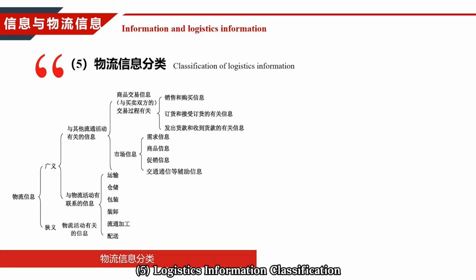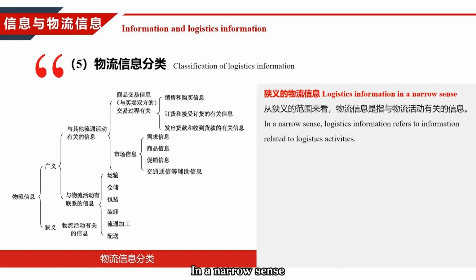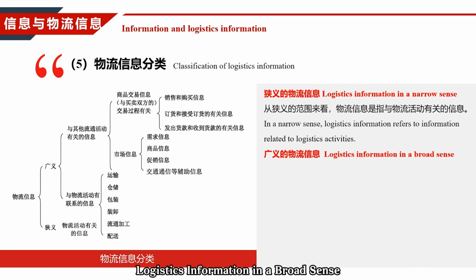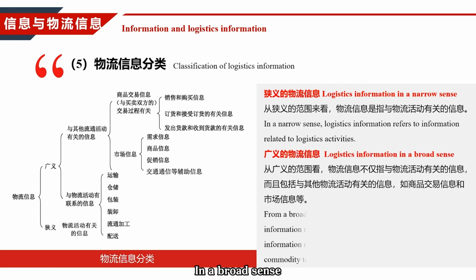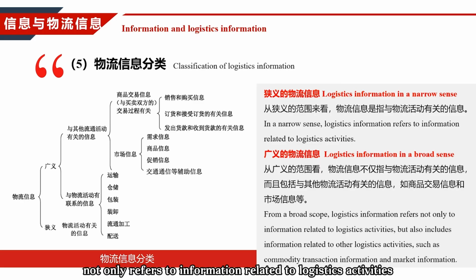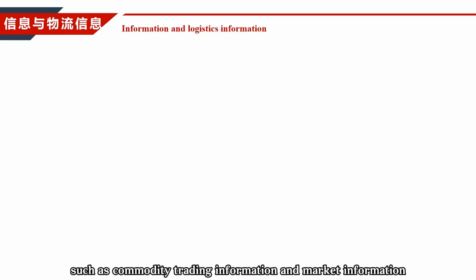5. Logistics information classification. Narrow sense of logistics information: in a narrow sense, logistics information refers to the information related to logistics activities. Logistics information in a broad sense: in a broad sense, logistics information not only refers to information related to logistics activities, but also includes information related to other logistics activities, such as commodity trading information and market information.